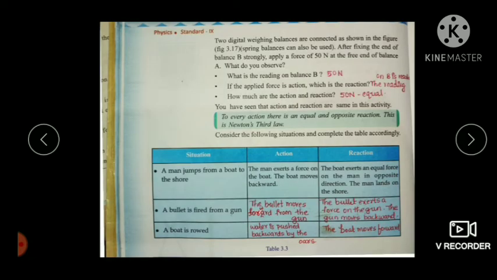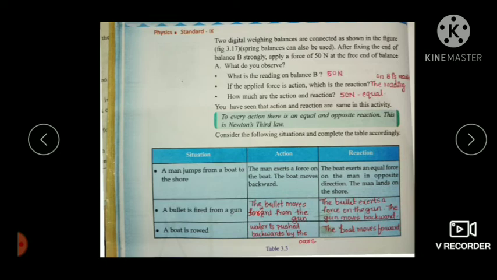50 Newton. If the applied force is action, then which is the reaction? So if the applied force on A is the action, then the reading on B is the reaction. How much are the action and reaction? So action is 50 Newton, reaction is also 50 Newton. So both are equal. So from this what we can conclude, action and reaction are same and equal.